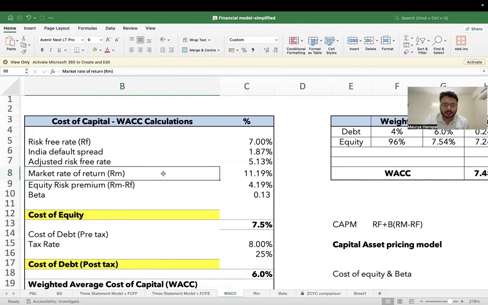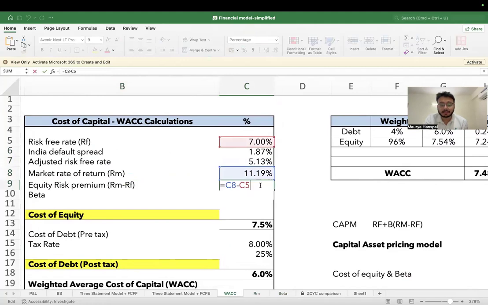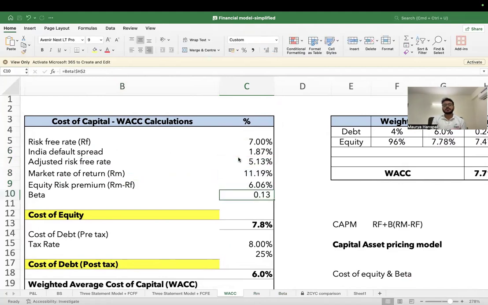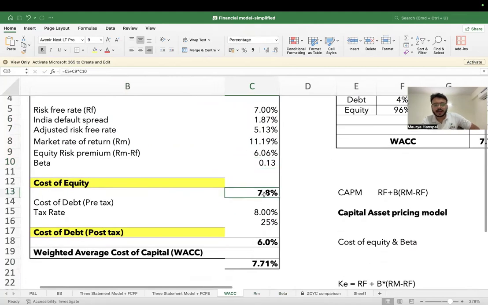Now, the market rate of return is 11.19. Equity risk premium is 11.19 minus 7%. Adjusted risk-free rate is 6.06%. Beta is 0.14, or like 0.13, that we have taken. Cost of debt in this case, take as the cost of equity.